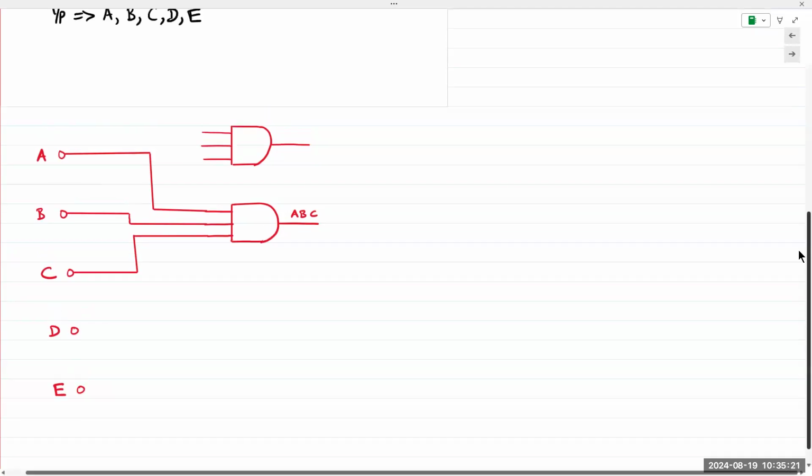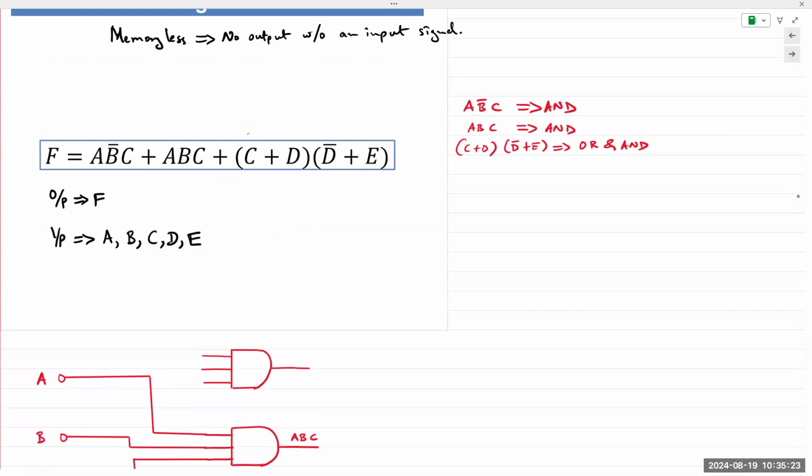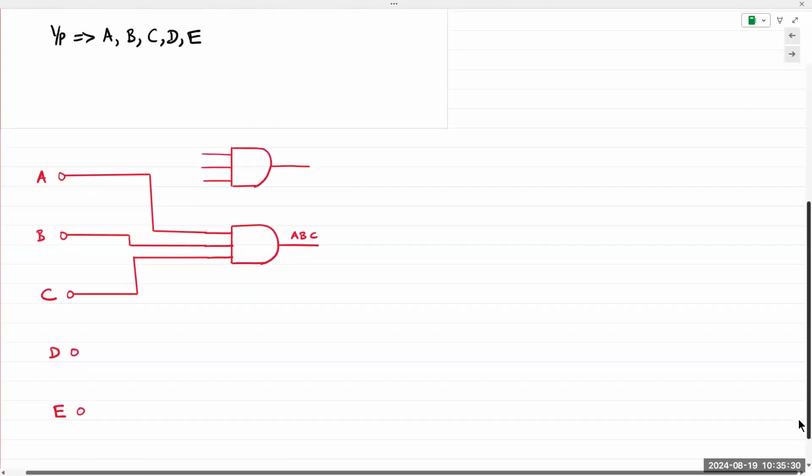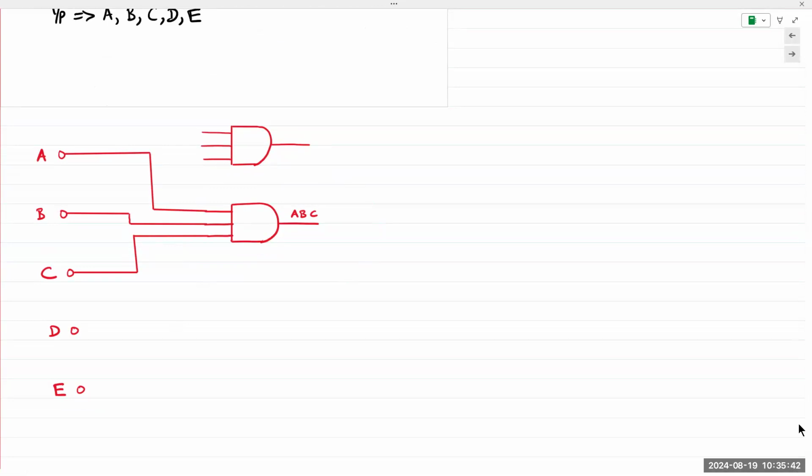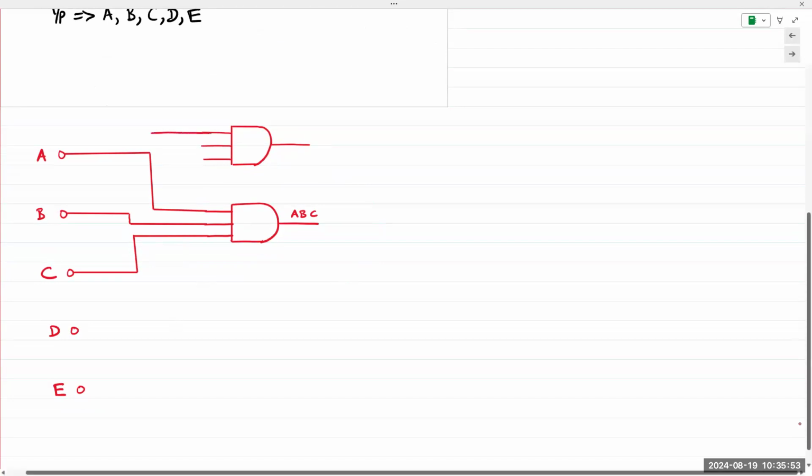Again, let's look at the equation. Second term, A and B and C. So we can implement it using a 3-input AND gate right here. Okay. The first term is A and B not and C. So A can go directly into the input.